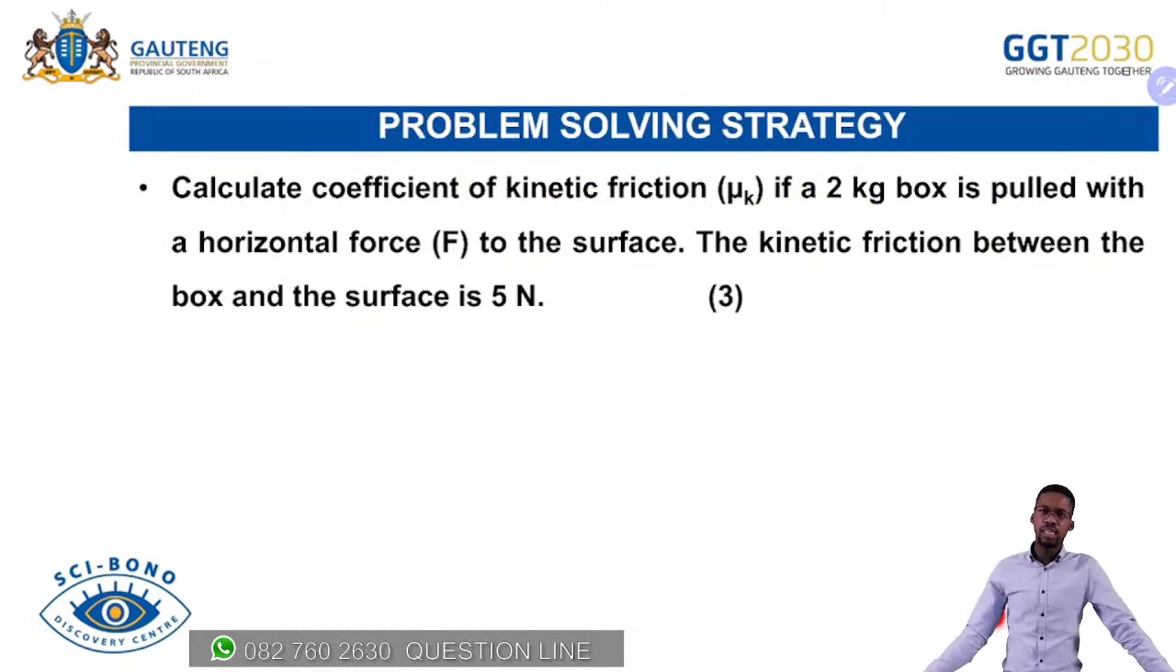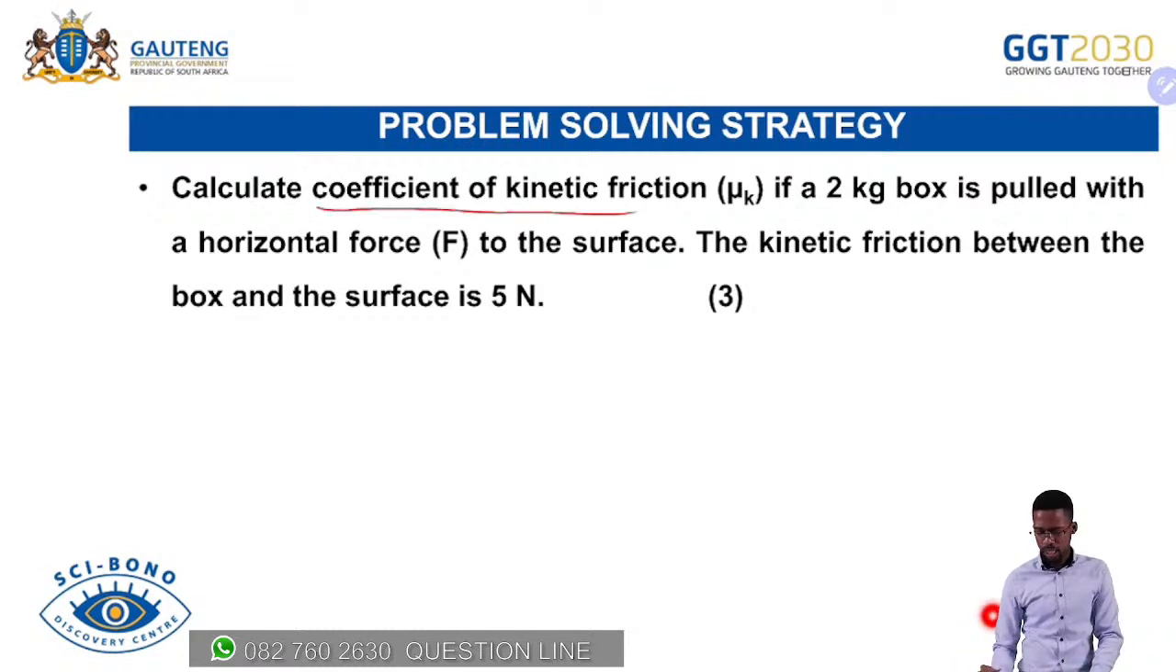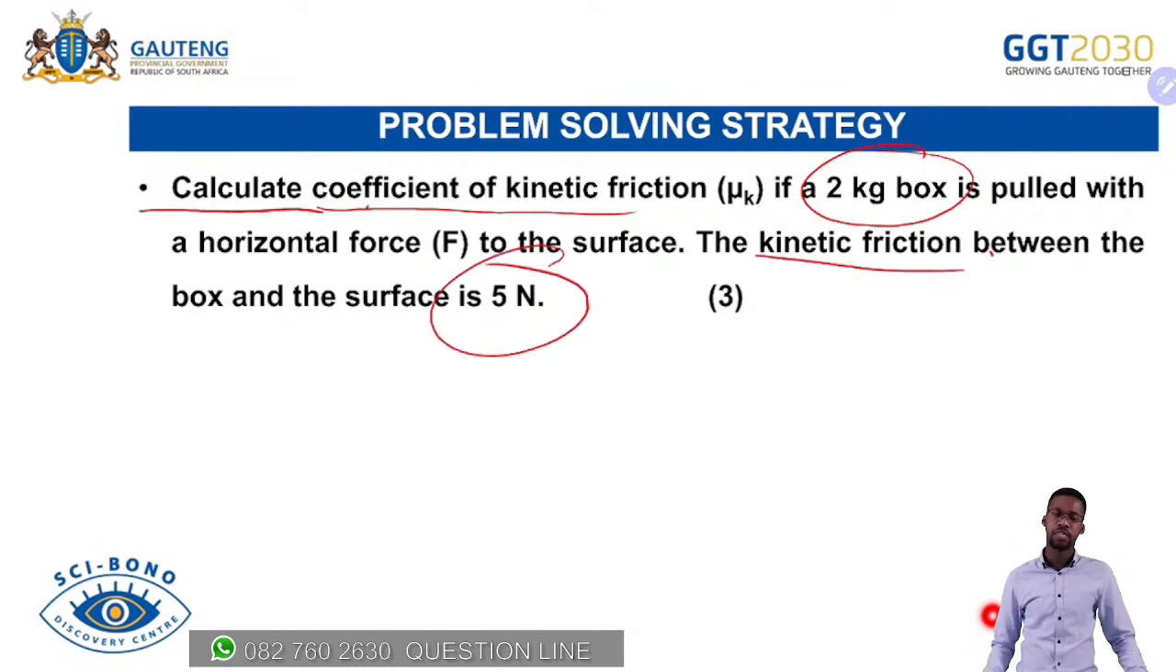So here is a situation. It says calculate the coefficient of kinetic friction if a 2 kg box is pulled with a horizontal force on the surface. The kinetic friction between the box and the surface is 5 newtons. So you look at what you are given, write your data down. You are given the mass of the box. The question wants you to calculate the coefficient, and then you have the kinetic friction.